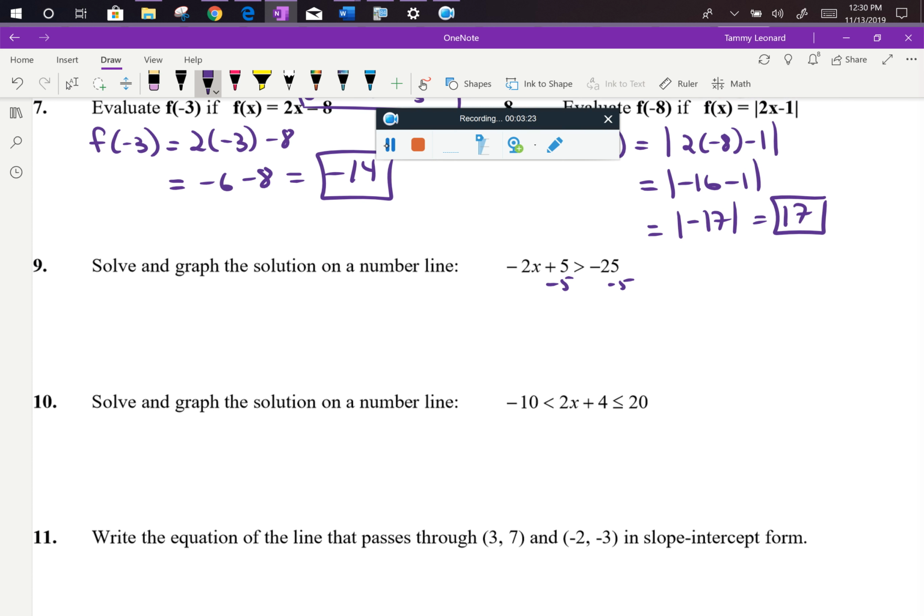Subtract 5 from each side in the next problem to isolate x. Dividing by a negative number tells us we should flip this inequality. So x is less than 15.